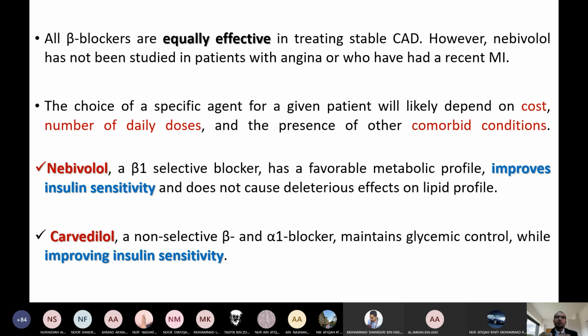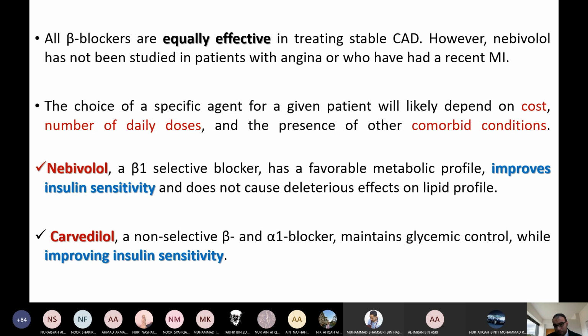In another term, it improves insulin sensitivity, and it doesn't have any harmful effect on the lipid profile. Also, the carvedilol, one of the non-selective beta blockers, can likewise improve insulin sensitivity based on the same rationale of having vasodilating effect.